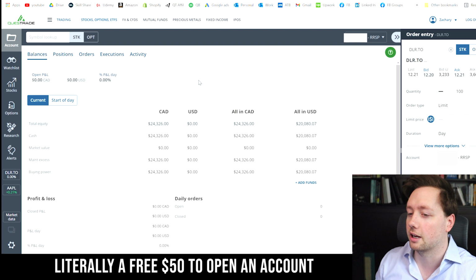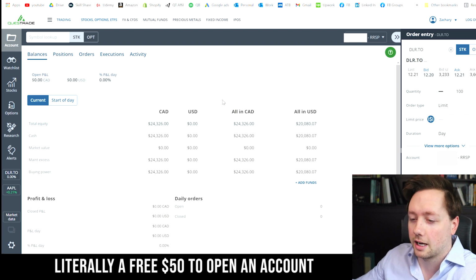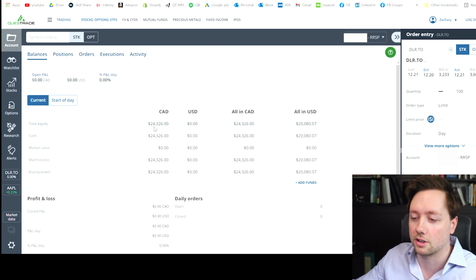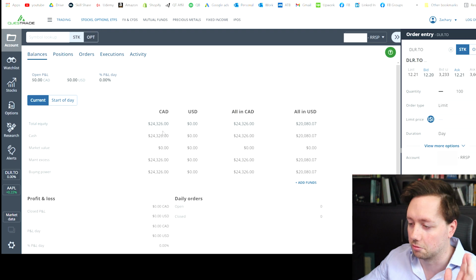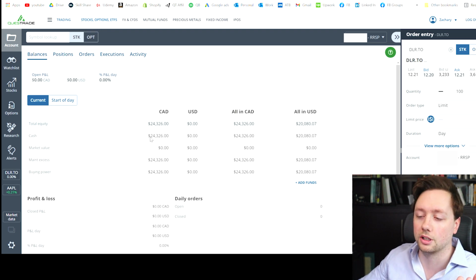So I highly recommend that if you're getting started. But here is my account right now. As you can see, we have $24,326 in Canadian currency. I have nothing. I haven't done anything. I haven't bought anything with it. And what I want to do here is convert almost the majority of this into US dollars. I'm going to convert about $20,000 of this into US dollars.